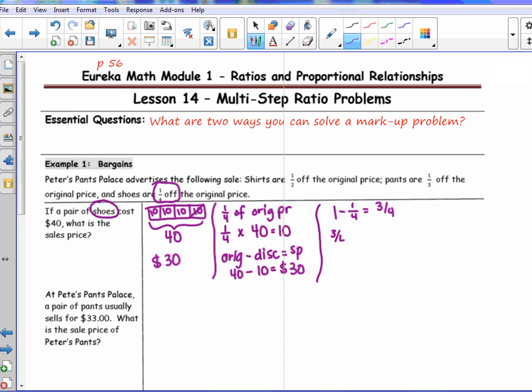So now we can calculate 3/4 of the original price. And we know in mathematics that of means to multiply, so we're going to do 3/4 times the original price of $40. And when we calculate that, that gives us a total of $30. And that gives us our sale price.